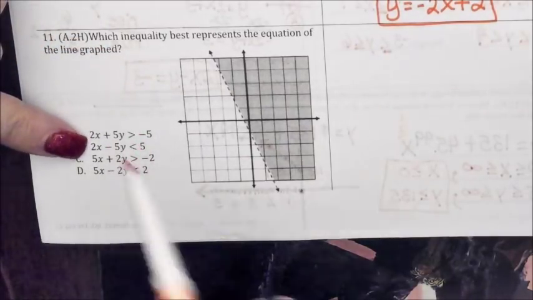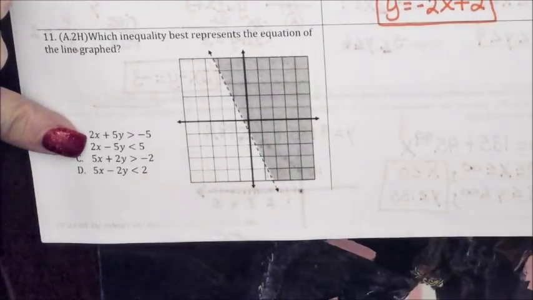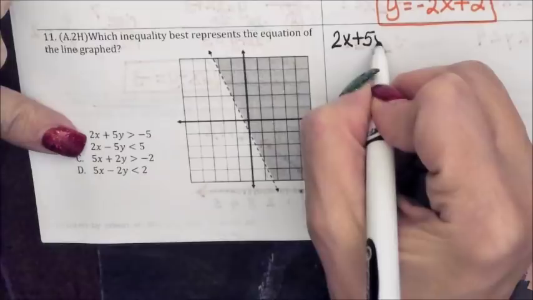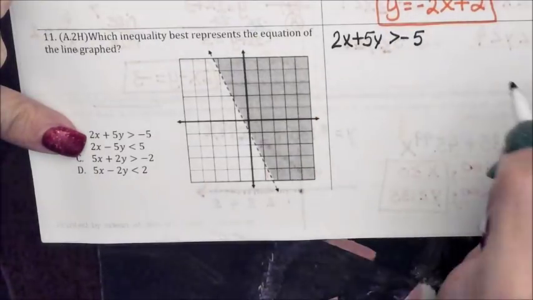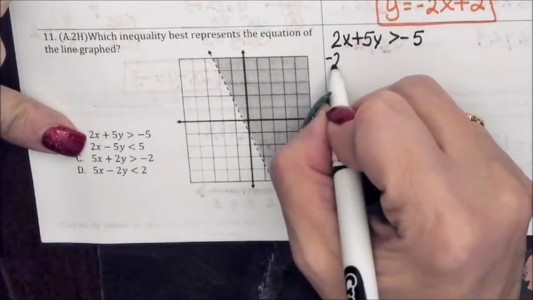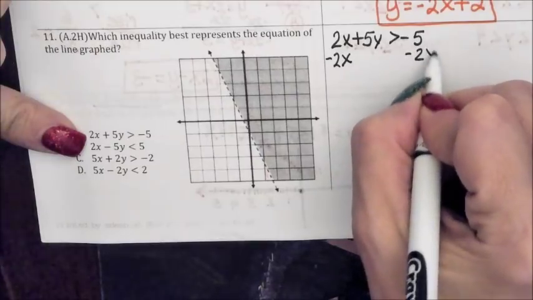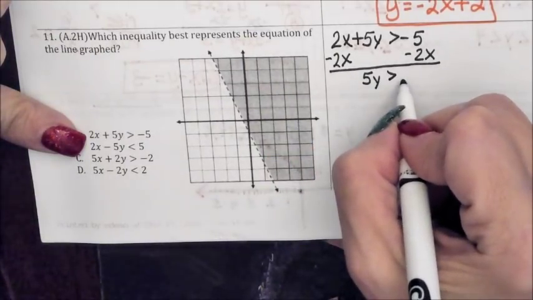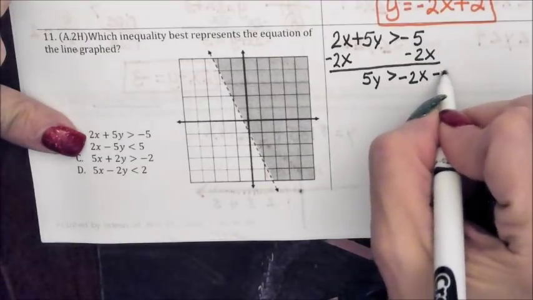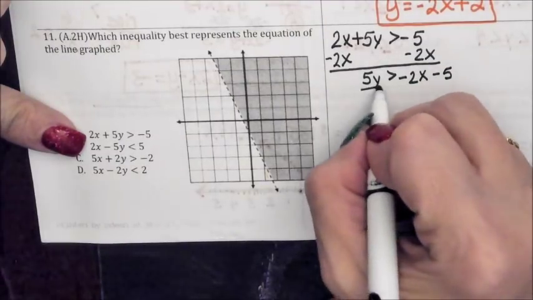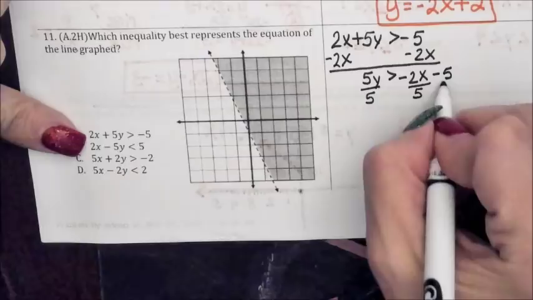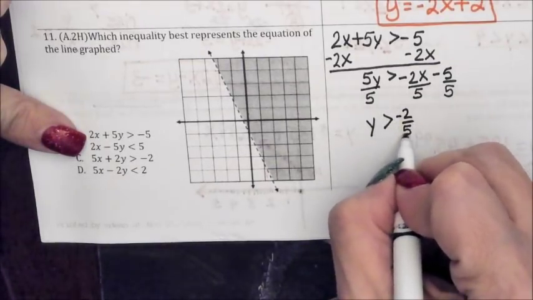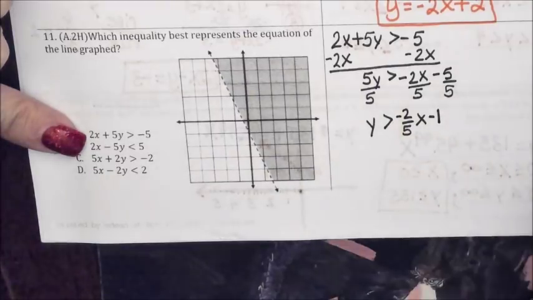So here's what we're going to do. We're just going to start with this first one. I'm going to switch to my black. We're going to take 2x plus 5y greater than negative 5. Move the x, divide the y. So let's move the x. So 5y greater than negative 2x minus 5. I'm going to divide by 5. So y is greater than negative 2/5 x minus 1.